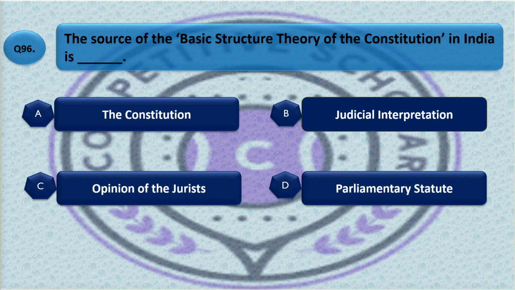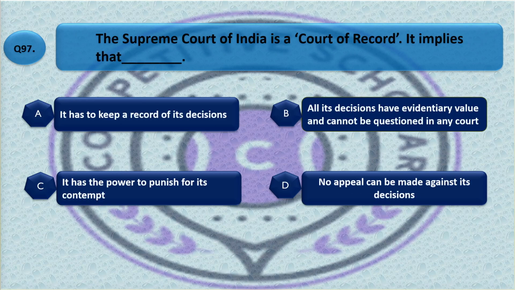Question number 96. The source of the basic structure theory of the Constitution in India is A, the Constitution. B, judicial interpretation. C, opinion of the jurists. D, parliamentary statute. Answer is option number B.